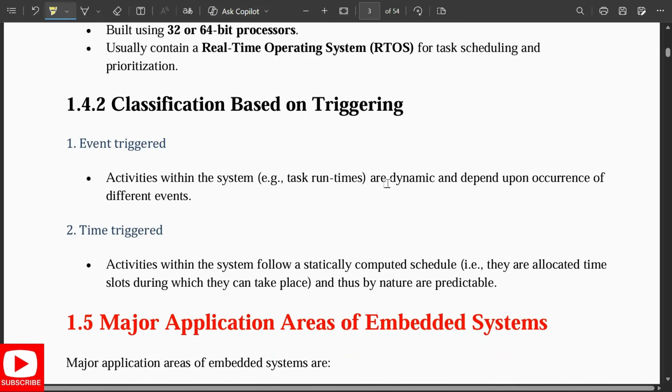Next is classification based on triggering. Here, event triggered, here activities within the system, task run times are dynamic and depend upon the occurrence of different events. Time triggered, here activities within the system follow a statically computed schedule, that is, they are allotted time slots during which they can take place, and thus by nature they are predictable.